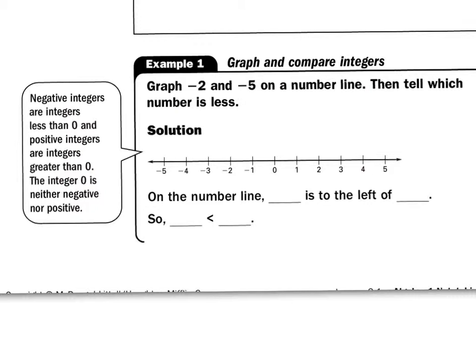In example 1, we are going to graph and compare integers. So to graph numbers, we draw a number line, and we're going to be graphing -2 and -5. To graph -2 on a number line, we just put a point at -2 and a point at -5. And we can label them above as to what they are. And on a number line, -5 is to the left of -2, so -5 is less than -2.